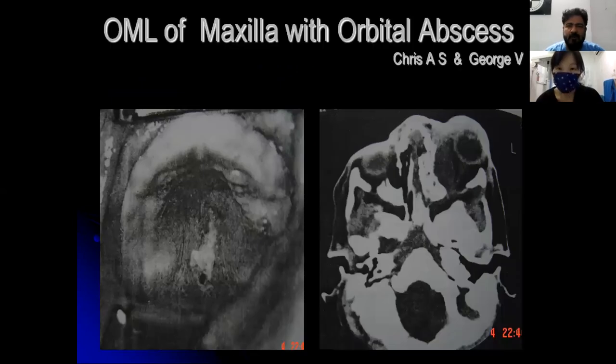Now this is a case of OML of the maxilla with orbital abscess. This was taken from a book because these cases are very rare. You can see the proptosis of the eye because of the pus accumulation here.